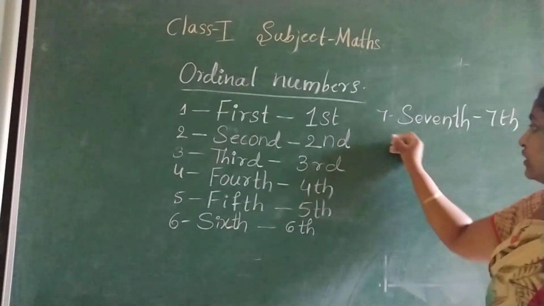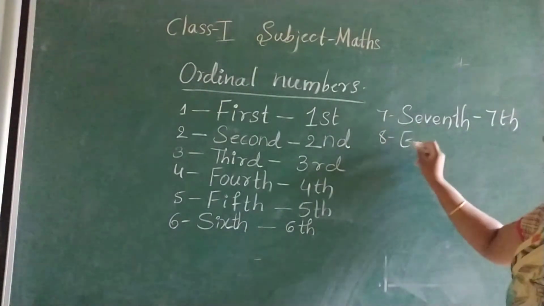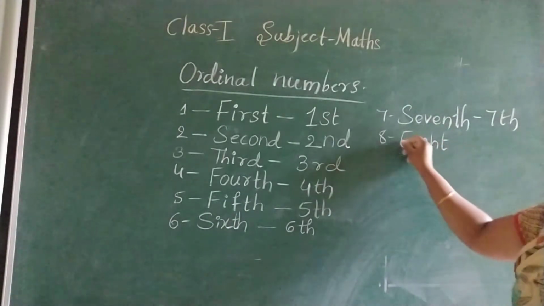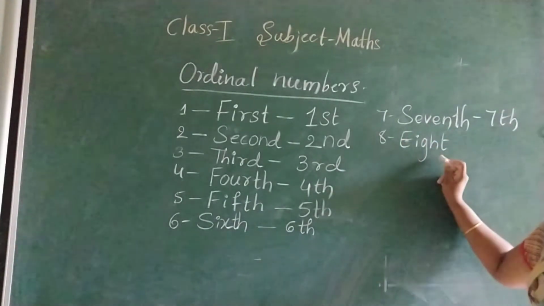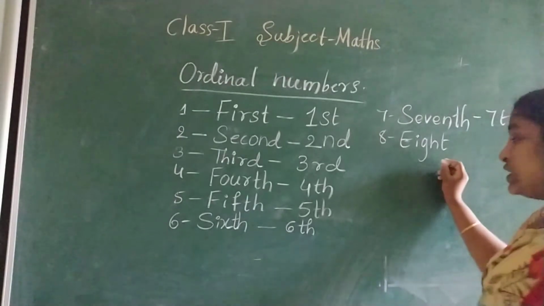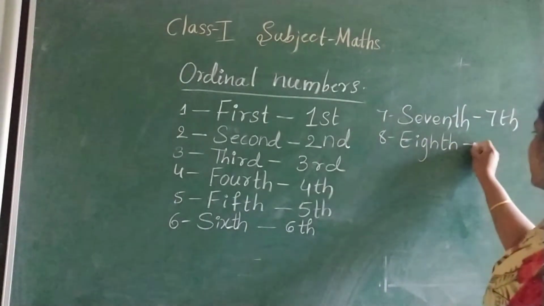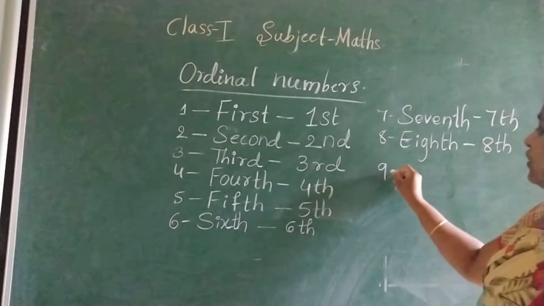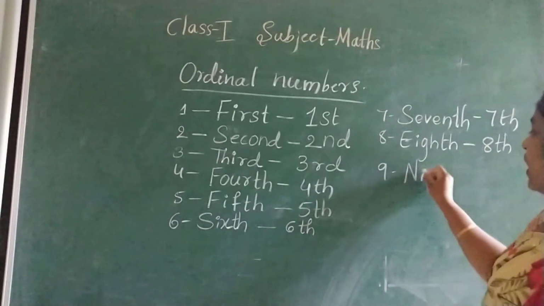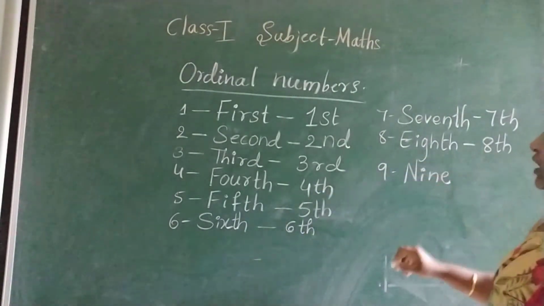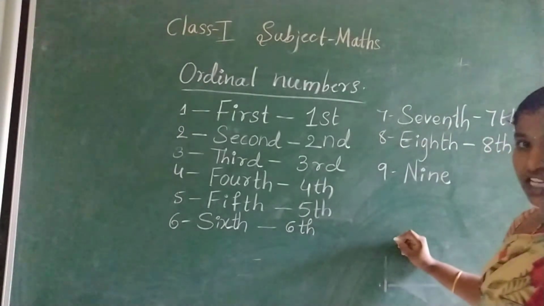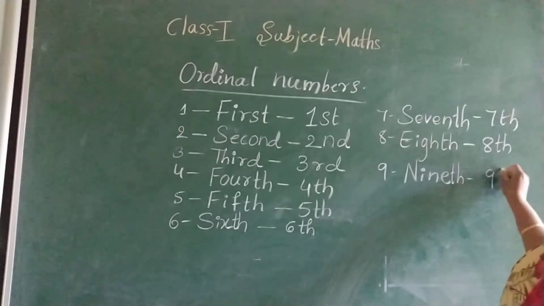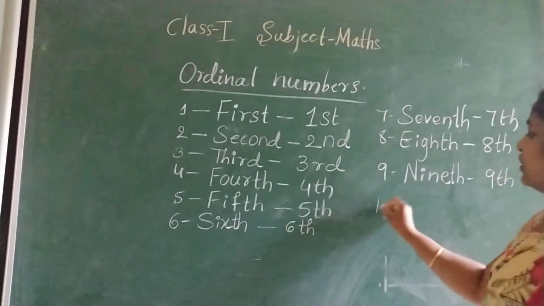Then 8th. E-I-G-H-T, you know E-I-G-H-T. Just write H after this. This will become 8th. Then 9. N-I-N-E, 9 spelling, you know. Then write T-H. That is 9th.